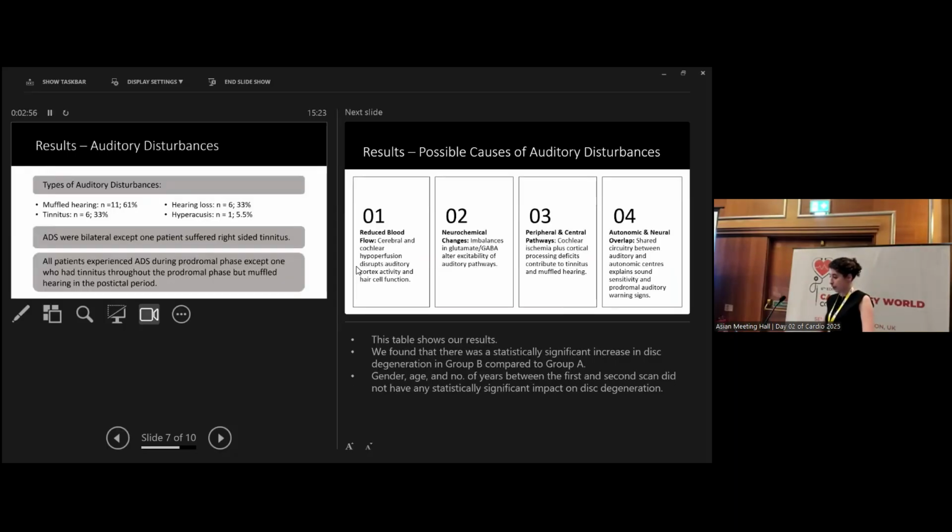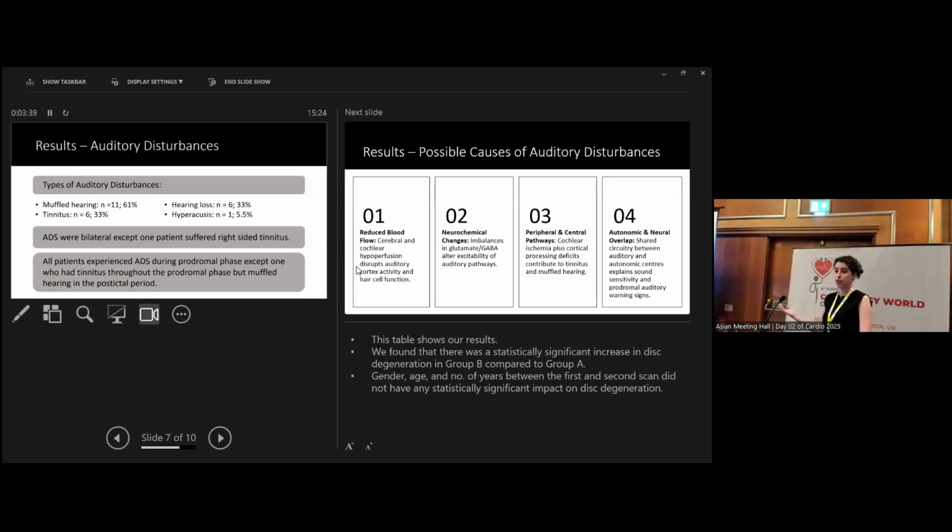4 different types of auditory disturbances were noted: muffled hearing, tinnitus, hearing loss, and hyperacusis. The most common was muffled hearing, with 11 of our patients experiencing that, while tinnitus and hearing loss were the second most common, with 6 patients each, and only 1 patient noted hyperacusis. Most of the symptoms were bilateral, except for 1 case where the patient suffered just a right-sided tinnitus. Similarly, all the patients experienced these symptoms during the prodromal phase, except for 1 patient with tinnitus who also experienced muffled hearing in the post-ictal period.